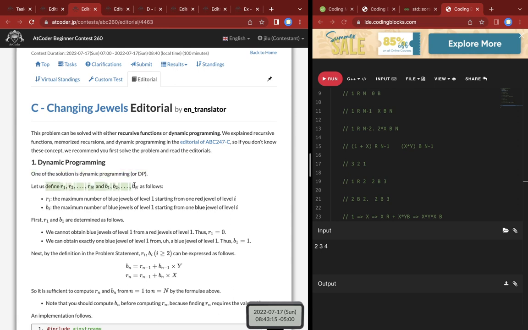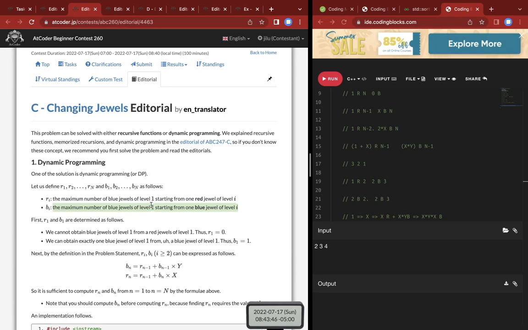Let's define R_i and B_i as follows. R_i is the maximum number of blue jewels of level 1 starting from 1 red jewel of level i. B_i is the maximum number of blue jewels of level 1 starting from 1 blue jewel of level i. First, R_1 and B_1 are determined as follows. We cannot obtain blue jewels of level 1 from red jewels of level 1, so R_1 equals 0. Then exactly 1 blue jewel of level 1 from a blue jewel of level 1, so B_1 equals 1.